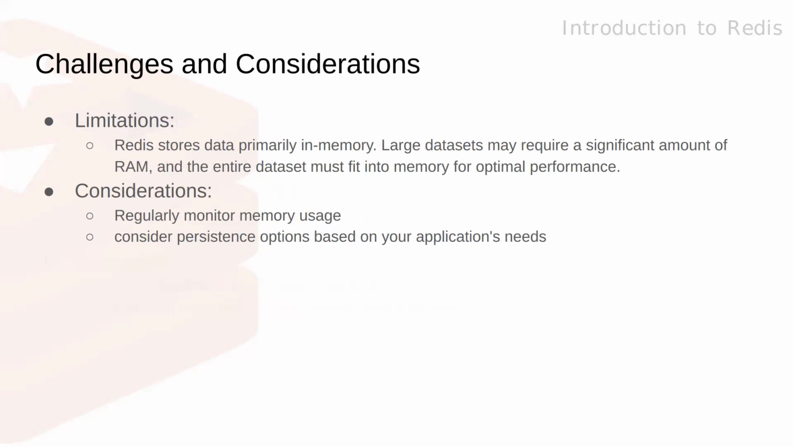Challenges and considerations. Limitations wise, Redis stores data primarily in memory. So large data sets may require a significant amount of RAM, and the entire data set must fit into memory for optimal performance. Consideration: as we are storing the data in RAM, we need to regularly monitor the memory usage. Also, we need to check our application needs. Based on that, if needed, we need to enable persistence as well.